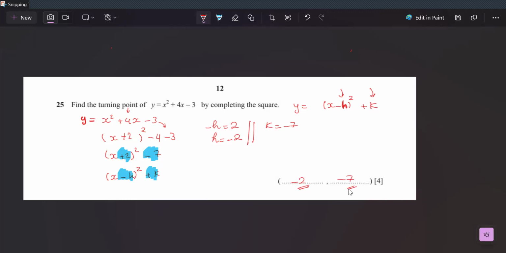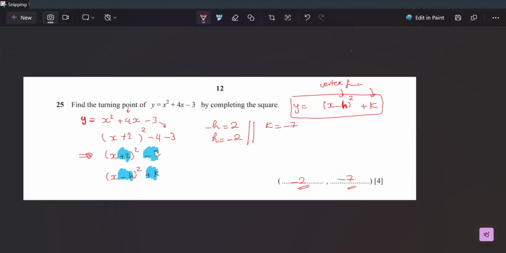Teacher, can you repeat the part of x minus h power 2? Look here. This is a rule. You should memorize this rule. This is called the vertex form. This vertex form shows me where the turning point is, in the form you got from completing the square. So x minus h power 2 plus k. All the trick here to memorize the sign is negative h and plus k. After you finish completing the square, you will find it in the same form.